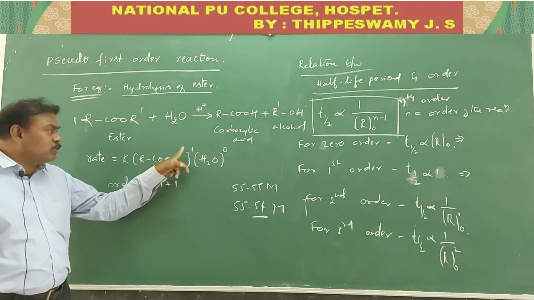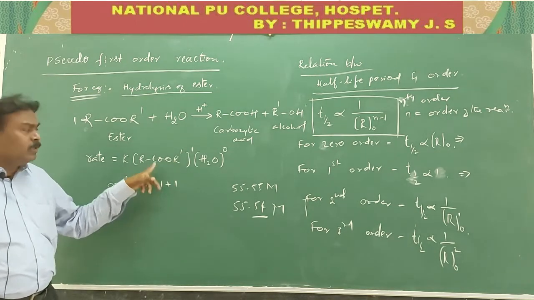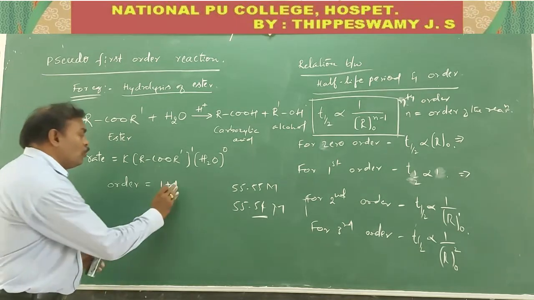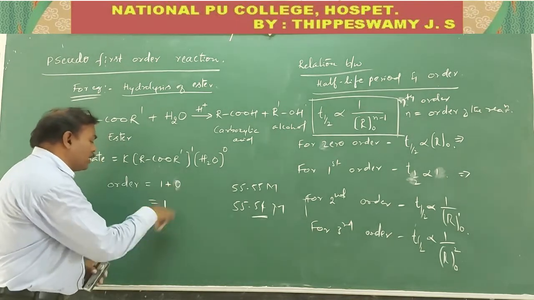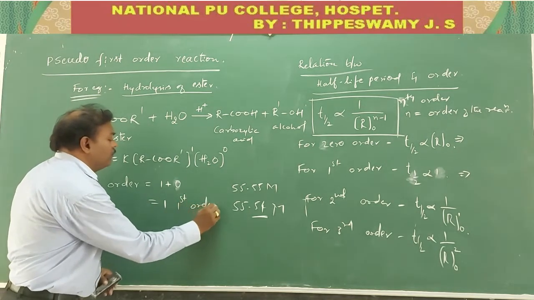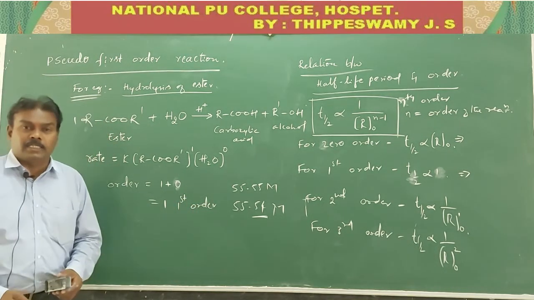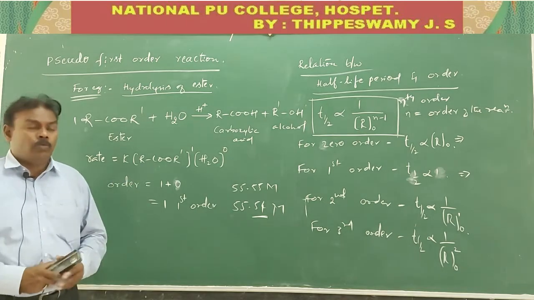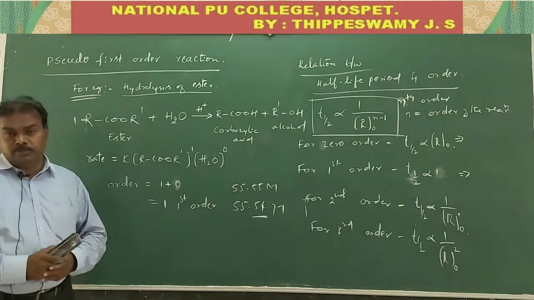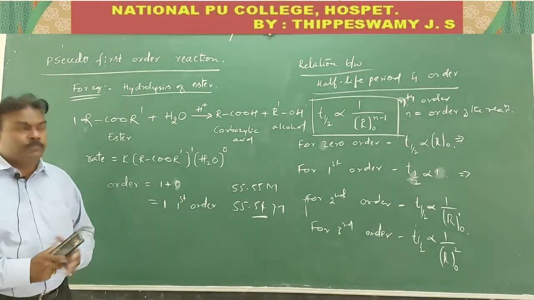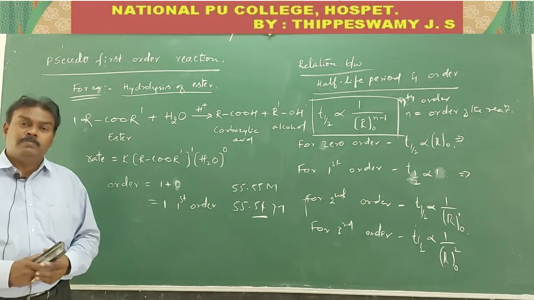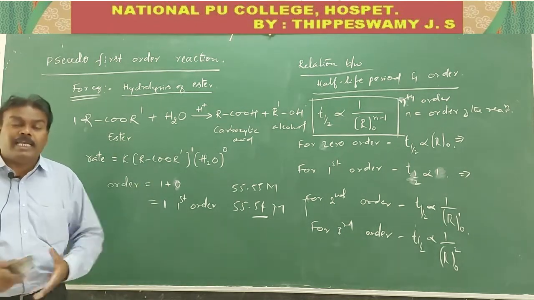Now can you tell me what is the order of the reaction? The order of the reaction is 1 with respect to ester and 0 with respect to water. Therefore, 1 plus 0 will be equal to 1. It is said to be first order kinetics. Can you tell me now what it is? Pseudo first order reaction. It seems to be second order, but practically it is first order only.